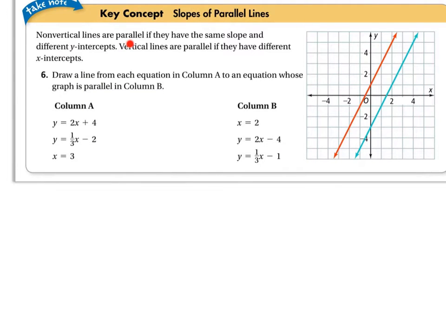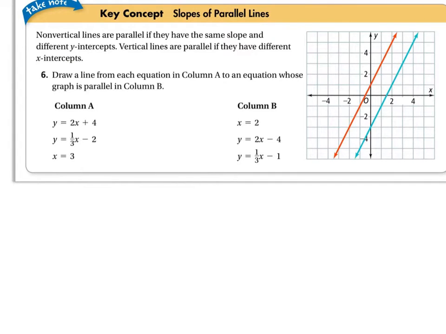Non-vertical lines are parallel if they have the same slope and different y-intercepts. Now, if they have the same slope and the same y-intercept, it's actually the same line. But if it's the same slope and different y-intercepts, they're parallel. And again, vertical lines are parallel if they have different x-intercepts.